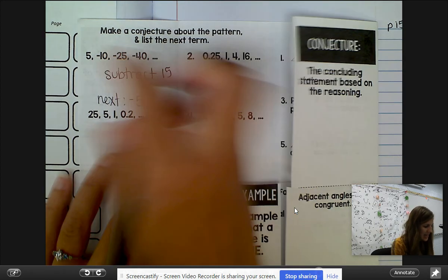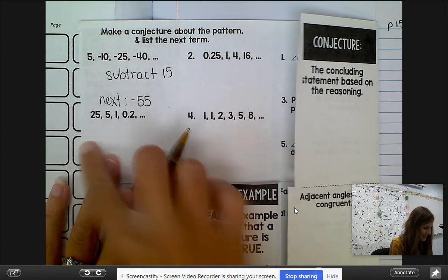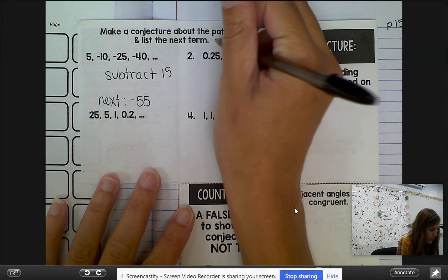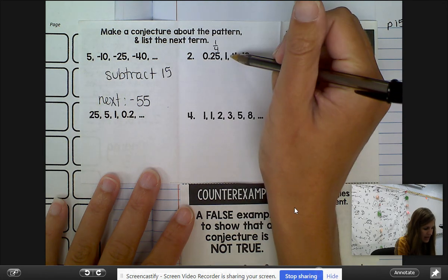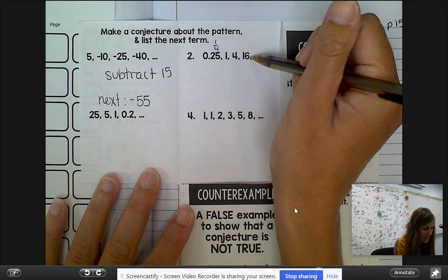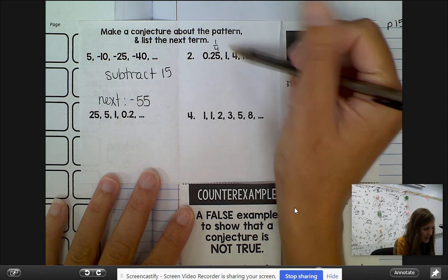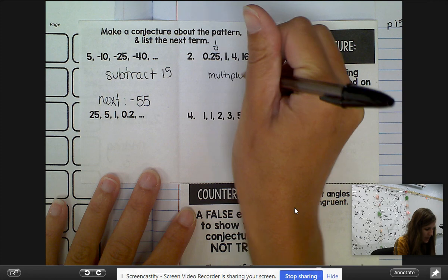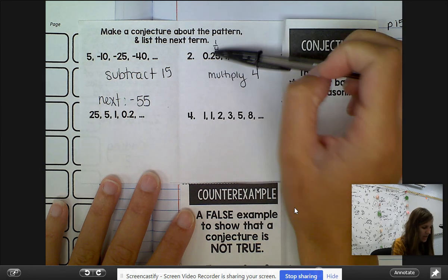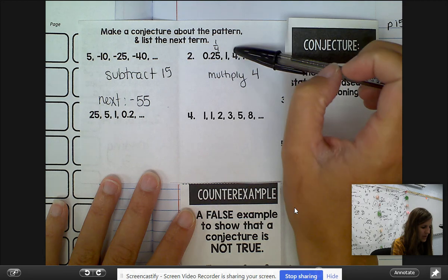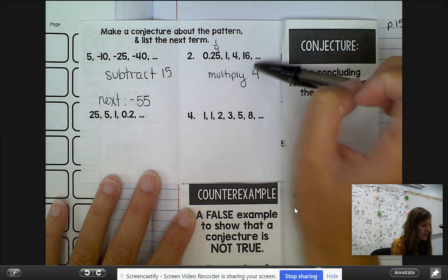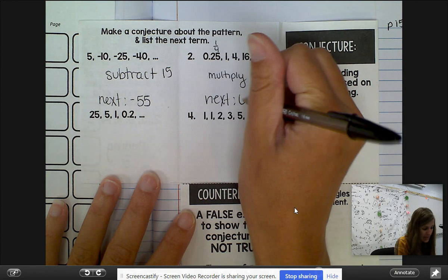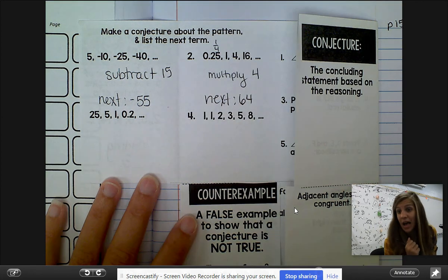Okay, this next one here, the 1, 1, 2, 3, 4. We start at 0.25 or a fourth, and then I'm at 1, and then I'm at 4, and then I'm at 16. So this time it doesn't seem like you're adding something. I think we are multiplying by 4. A fourth times 4 is 1, 1 times 4 is 4, 4 times 4 is 16. And so then the next term, 4 times 16, would be 64. And you can see that that one's growing a lot.